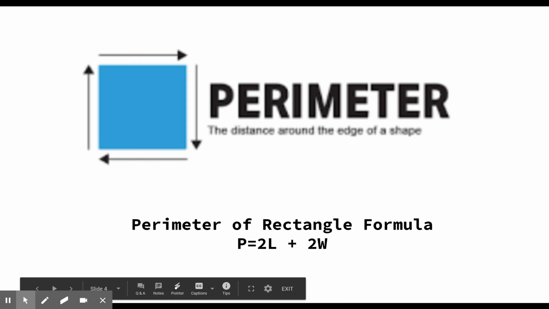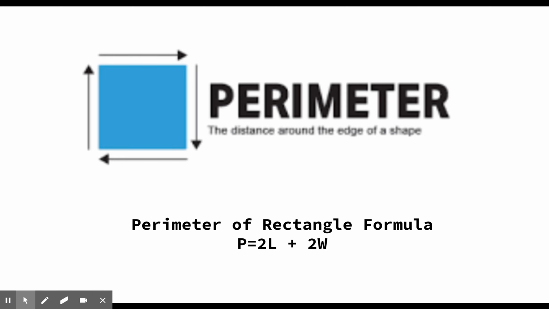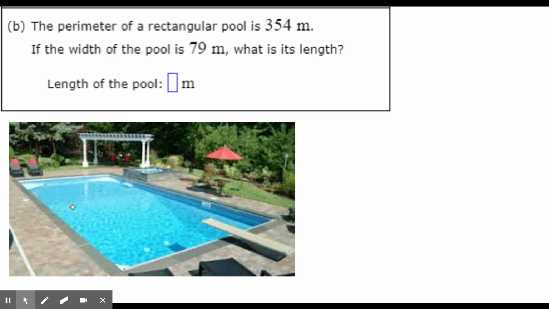Okay, so recall that the formula for perimeter is twice the length plus twice the width. That's going to be incredibly important as we first look at a set of perimeter problems. All right, so it says the perimeter of a rectangular pool is 354 meters. If the width of the pool is 79 meters, what is its length? So we are given the total perimeter of the pool. We are also given the width of one side. So now we need to find its length.